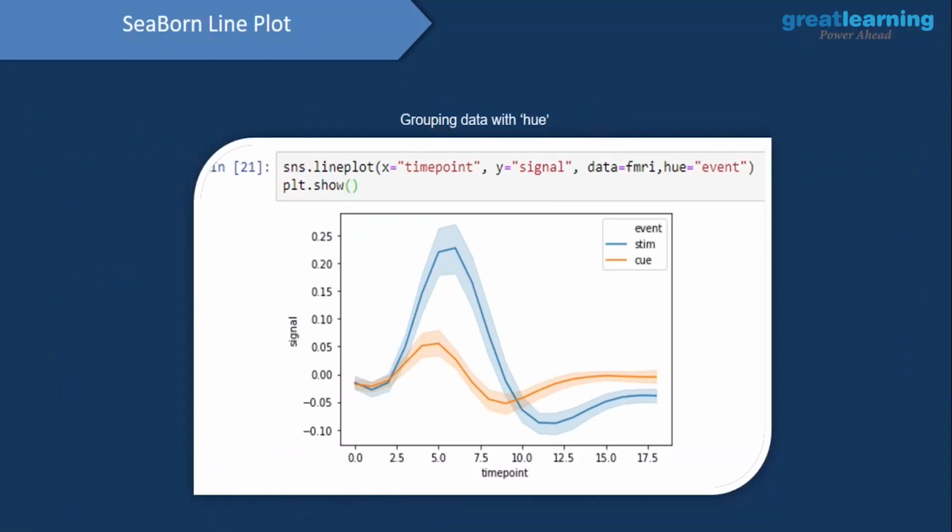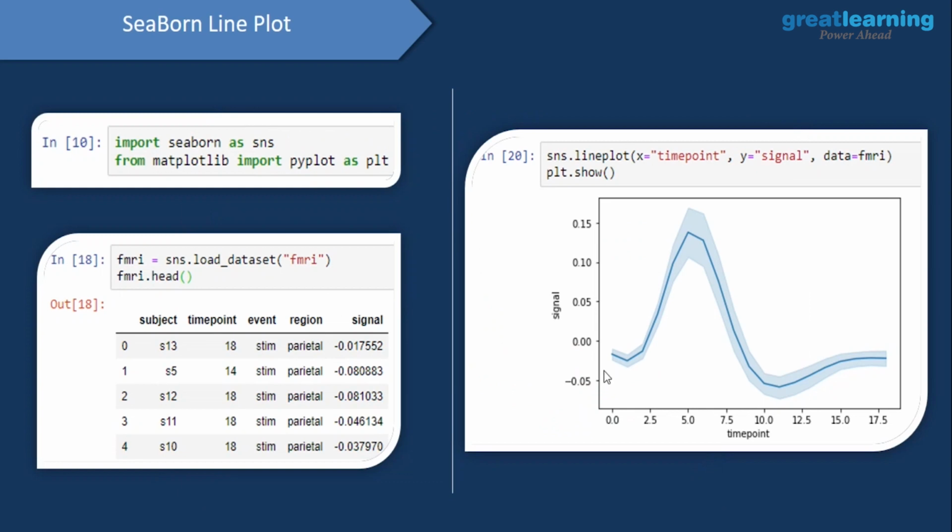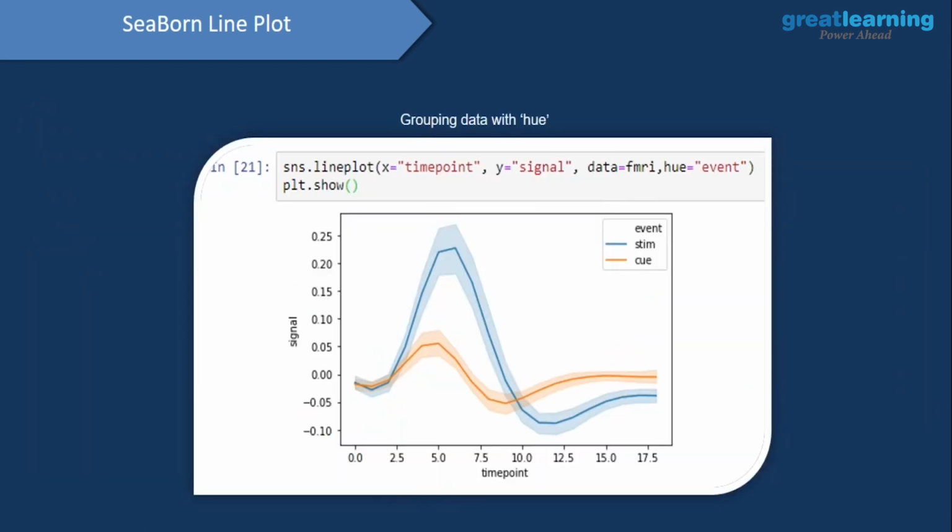Now we can also add a new attribute or new aesthetic called hue. So here we had only one line, and arbitrarily the color of this was blue. But if I want the color of the lines to be actually determined by a column, I can map a column onto the hue aesthetic. So we have the event column and we are mapping the event column onto the hue aesthetic. So now the color of the lines would be dependent on this event column.